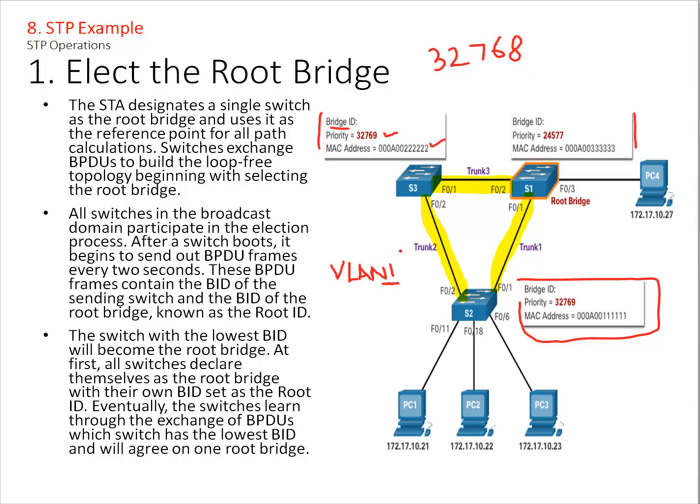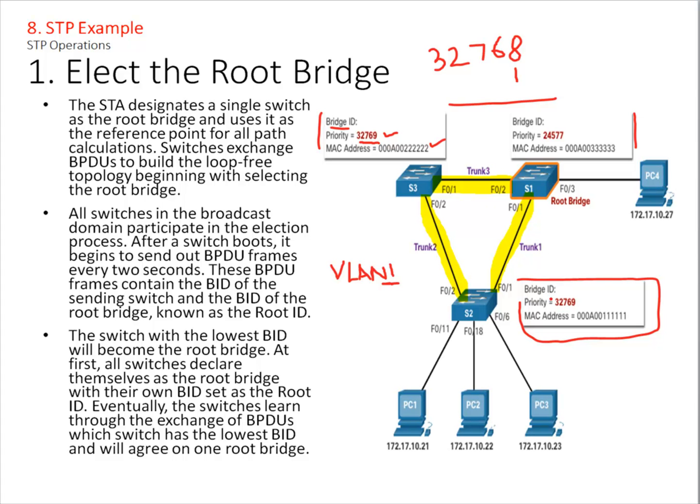By default, all the switches are in VLAN 1, so the extended system ID value is 1. Then the default bridge priority is 32,768. Now these two things will be added. If you add this, you get 32769, so 32769 is the priority value.